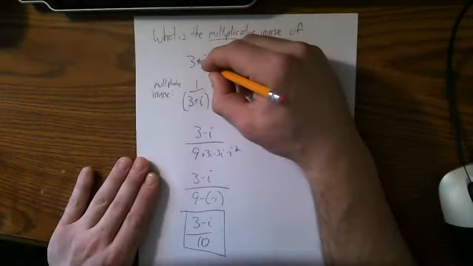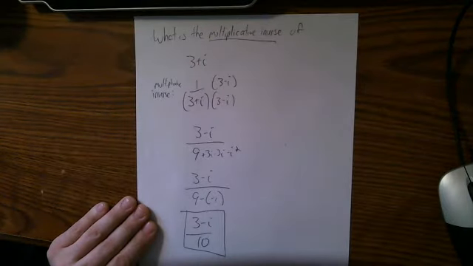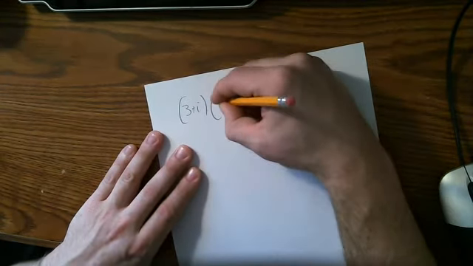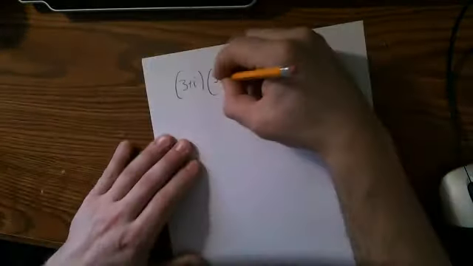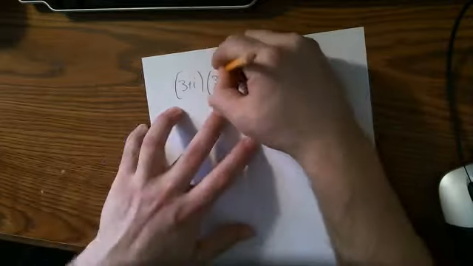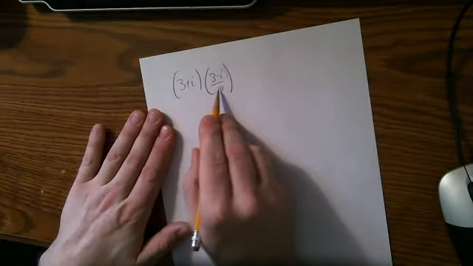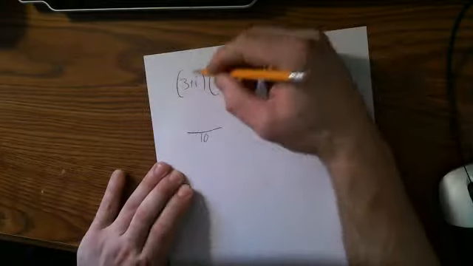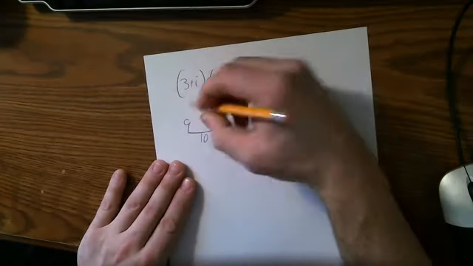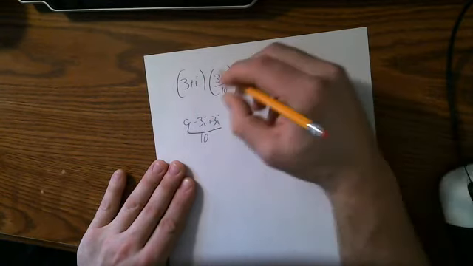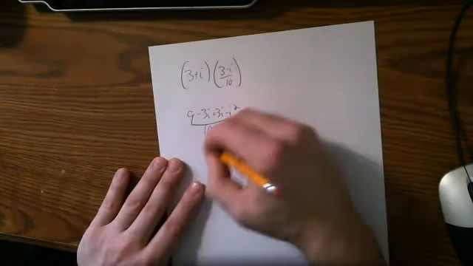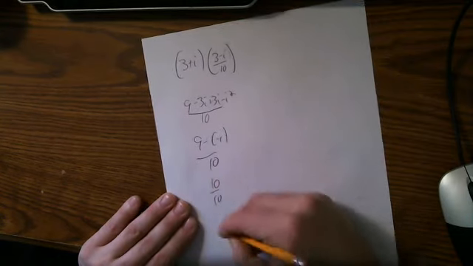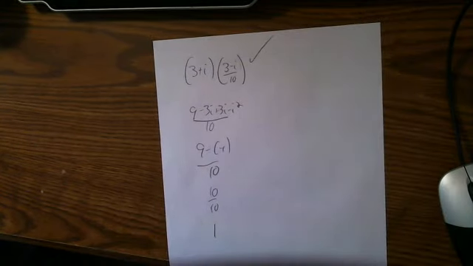Which means if I had multiplied 3 plus i and 3 minus i over 10, I should get 1. Let's check. 3 plus i times 3 minus i over 10. So the denominator here is 1, so my denominator will be 10, and I will just have to FOIL together 3 plus i and 3 minus i. 3 times 3 is 9, minus 3i, plus 3i, minus i squared. These cancel. i squared is negative 1, and 9 minus negative 1 is 10. 10 over 10 is 1. Therefore, we found the multiplicative inverse correctly.